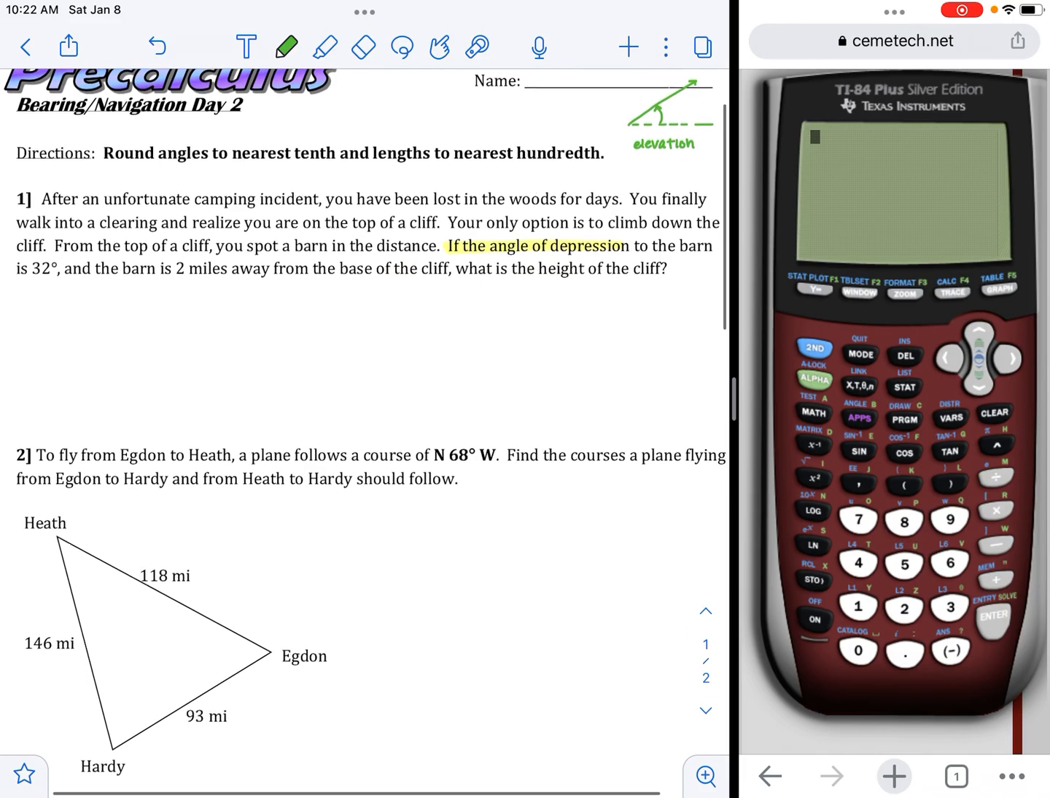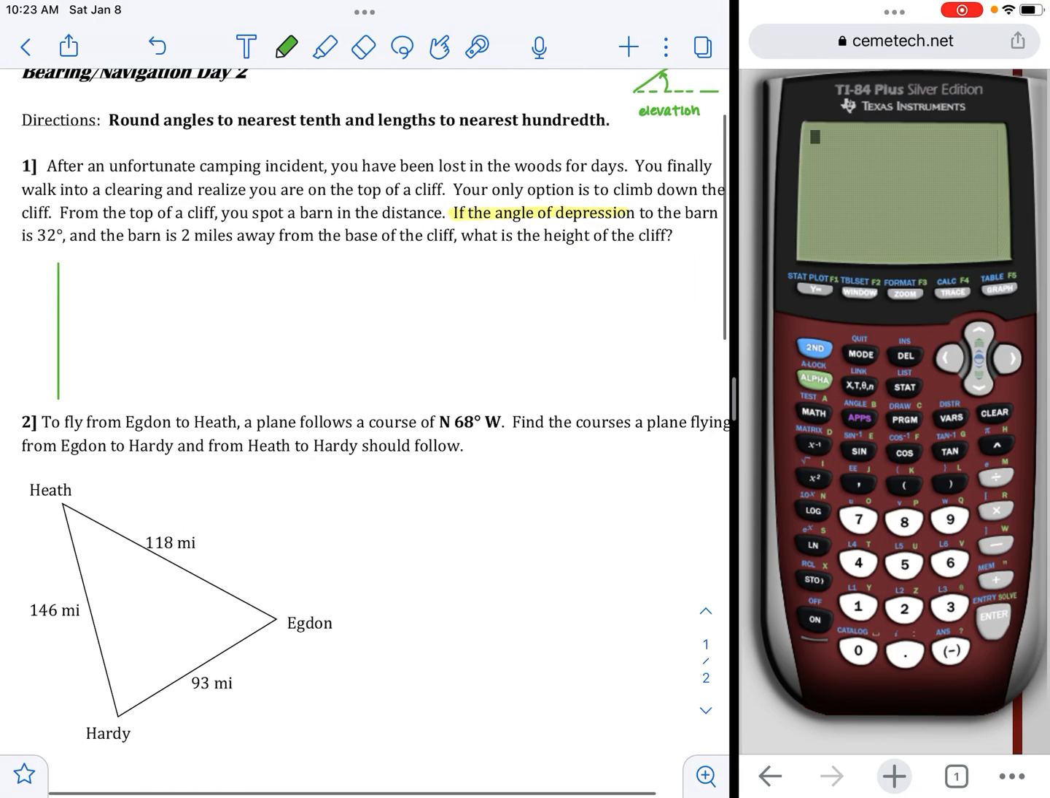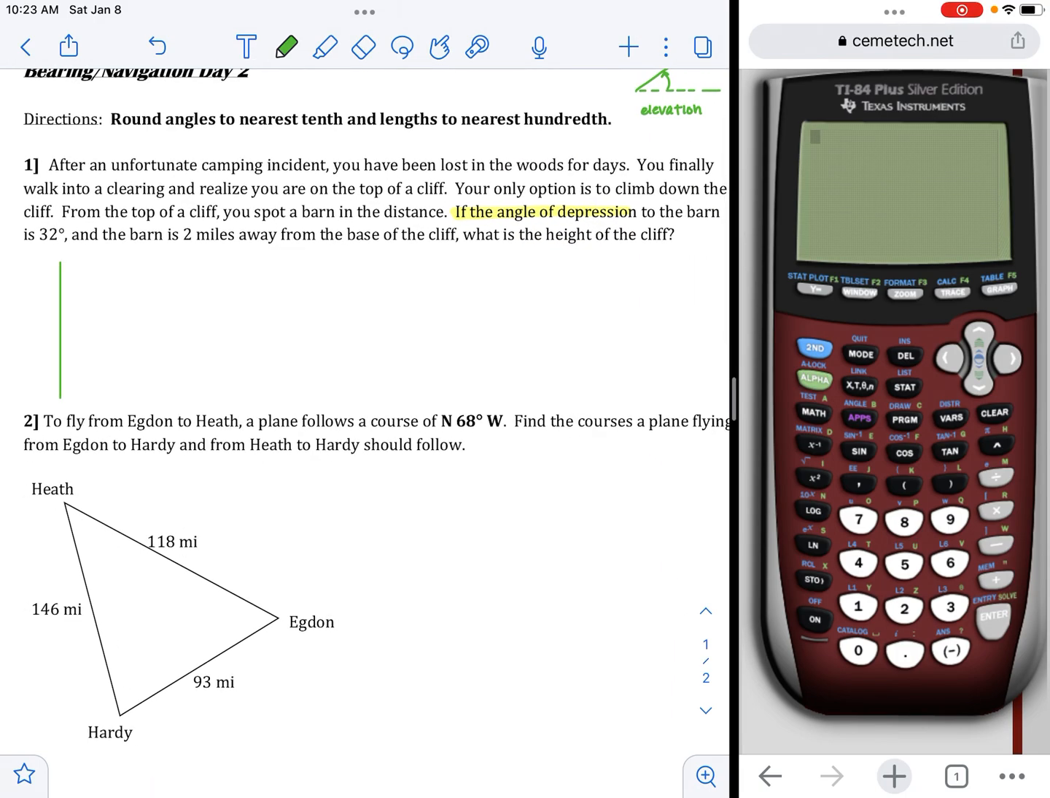Okay, so let's go ahead and draw this once again. So once again, if I skim through this, you're on top of a cliff. So cliffs are vertical, so I'm going to draw a vertical line. Your only option is to climb down the cliff. From the top of the cliff, you spot a barn in the distance. So like this is where my barn can be. If the angle of depression to the barn. So in order to draw an angle of depression to the barn, I'm going to need a horizontal line here. And then I can draw an angle going down to the barn like so.